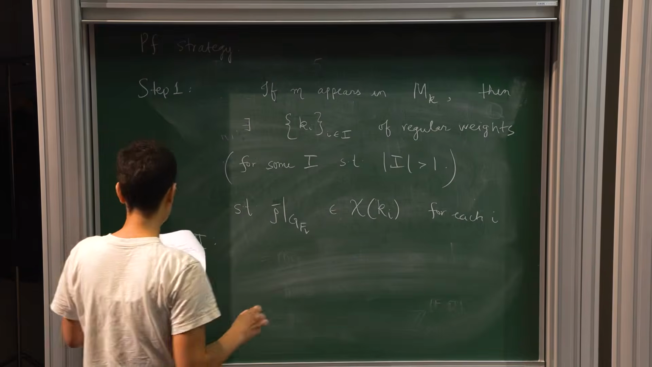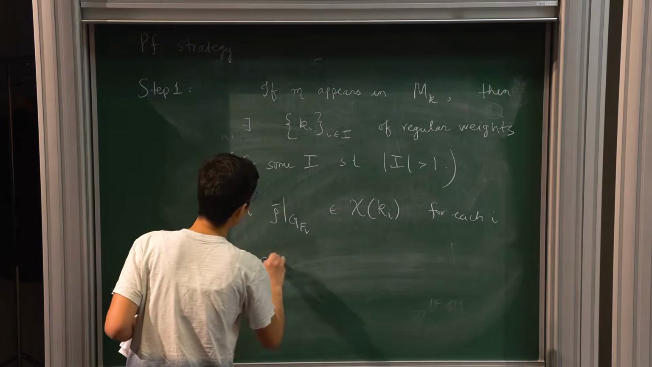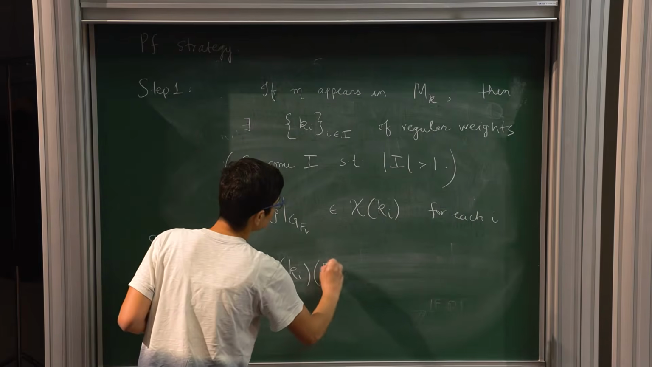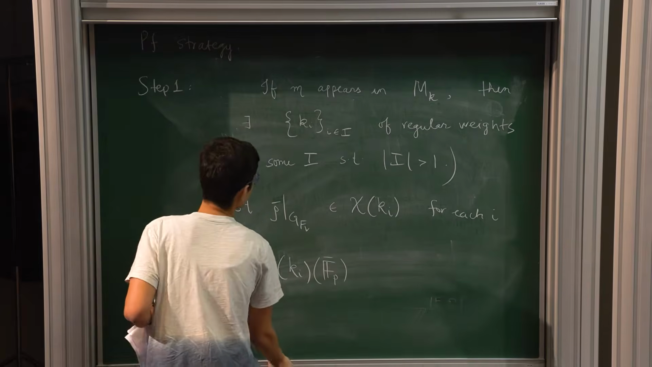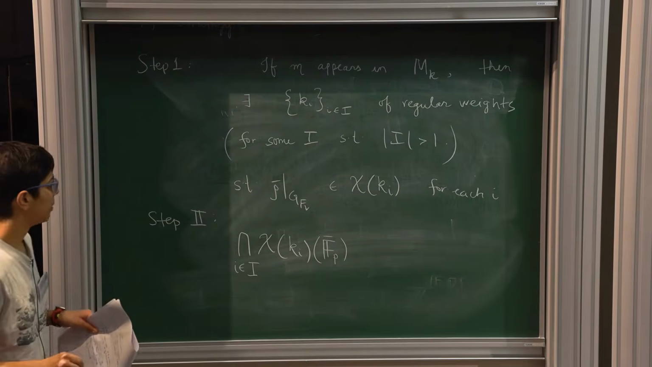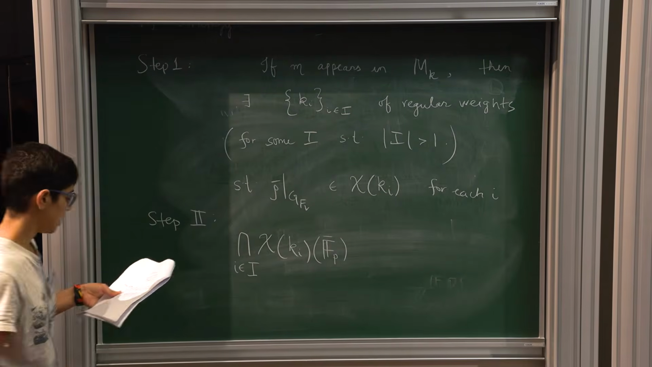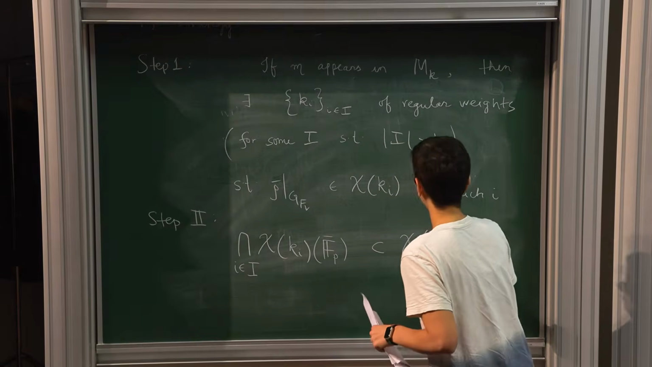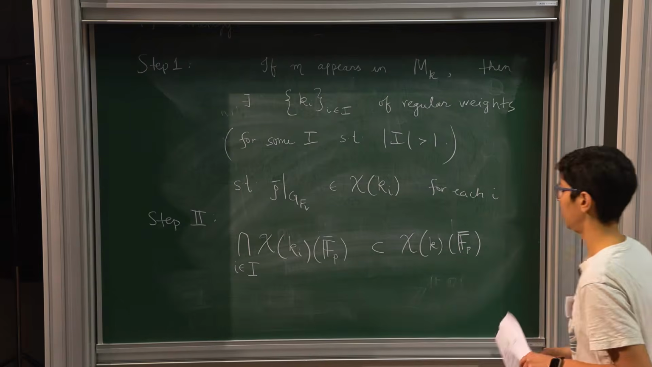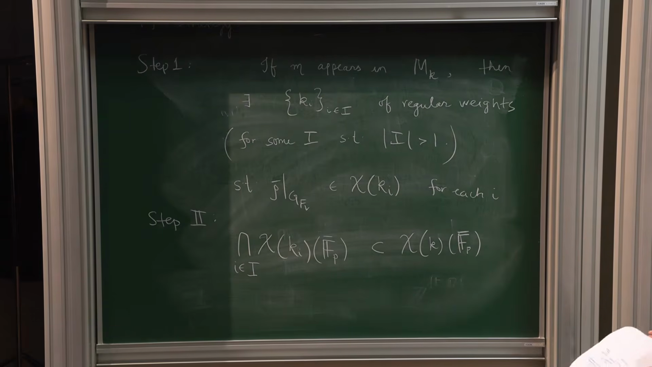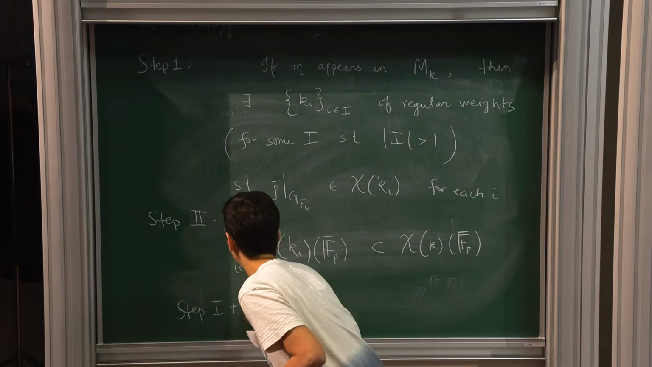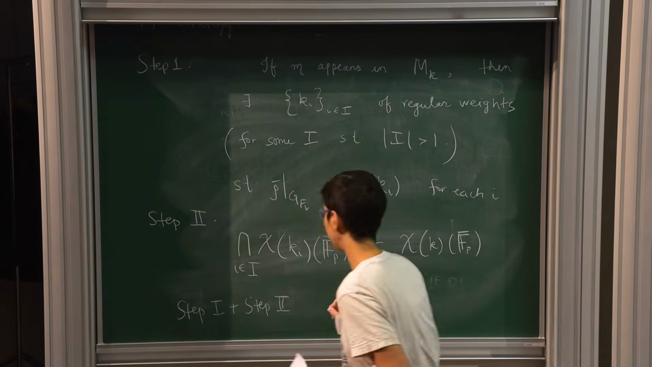But step 2 is then to show that if you look at the intersection of all of these loci, and you look at their F_p bar points, then this intersection over the set of regular weights is contained in the irregular locus. Right? And this would basically prove, so step 1 plus step 2 implies local-global compatibility for weight k.